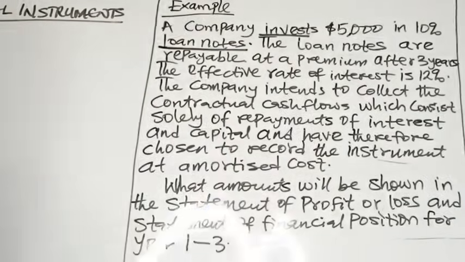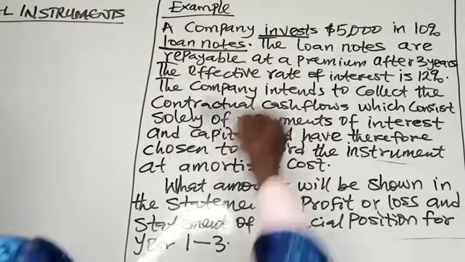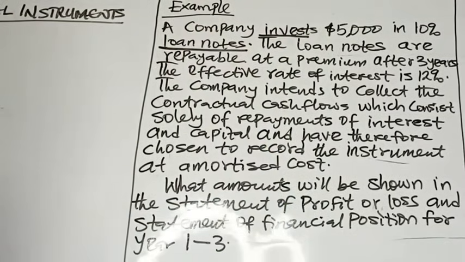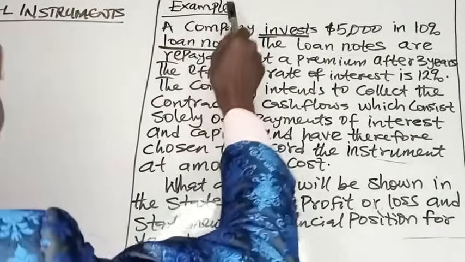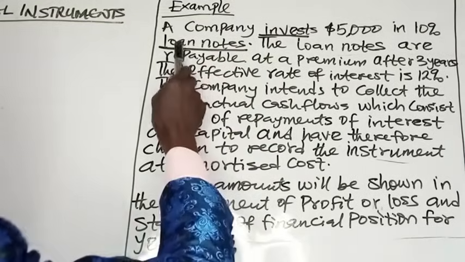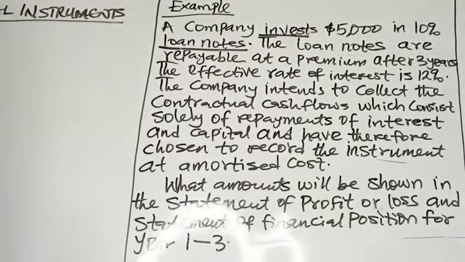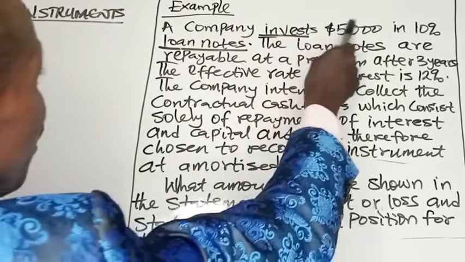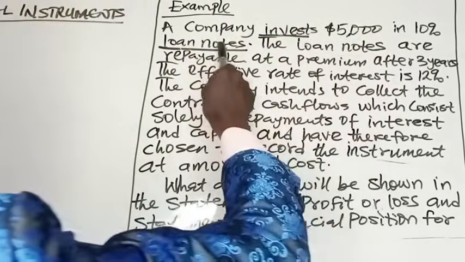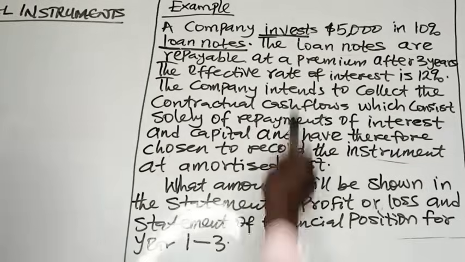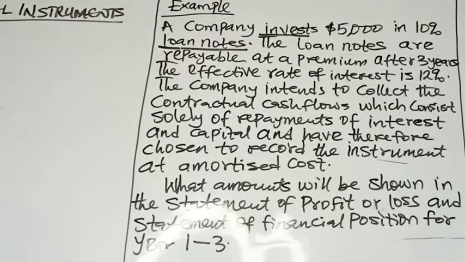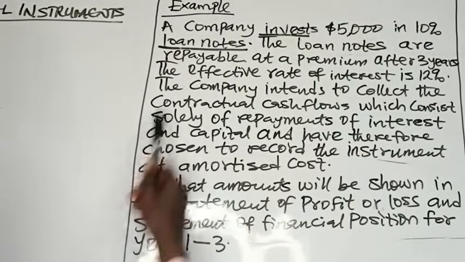Loan notes is a debt instrument. So it shows that this is an investment in a debt instrument, which is a financial asset, not a liability, because of the word invest. But if a company had issued 5%, 10% loan notes, you know that it is a liability. You see the word issue. Whenever you see the word invest, purchase or acquire, you know it is an asset.